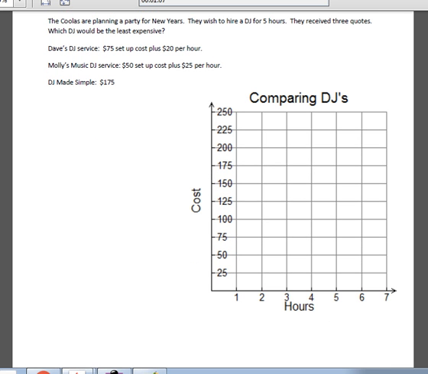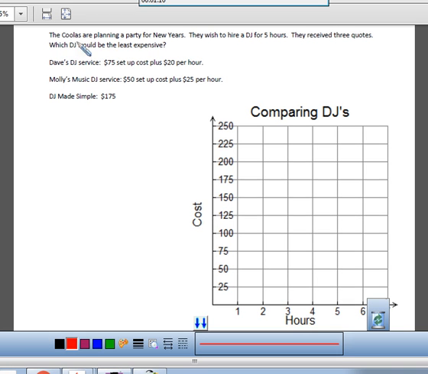Okay, the Kulas are planning a party for New Year's. They wish to hire a DJ for 5 hours. They received 3 quotes. Which DJ would be the least expensive? So we're looking for the one that will cost the least.